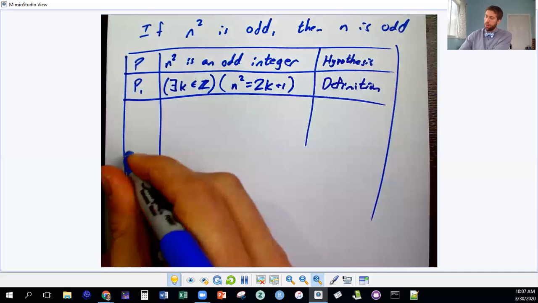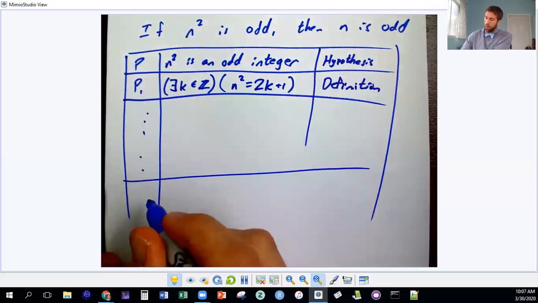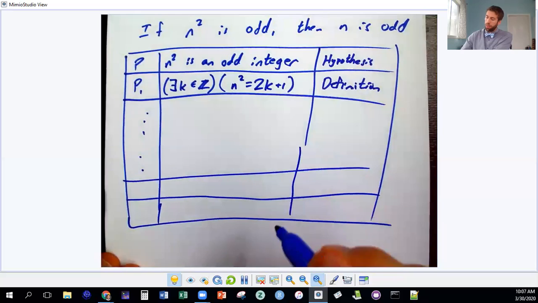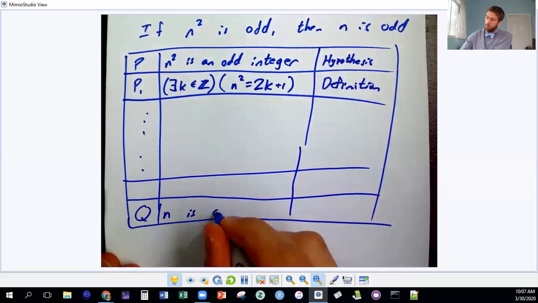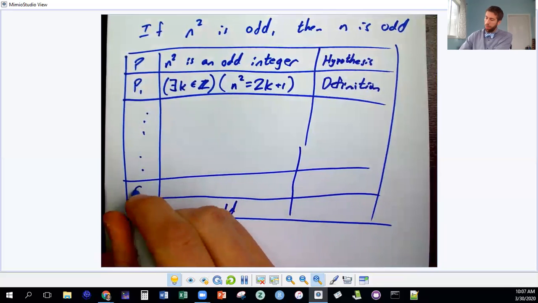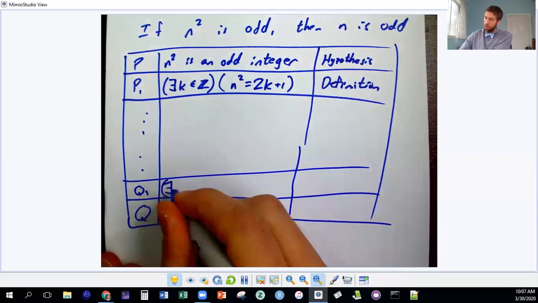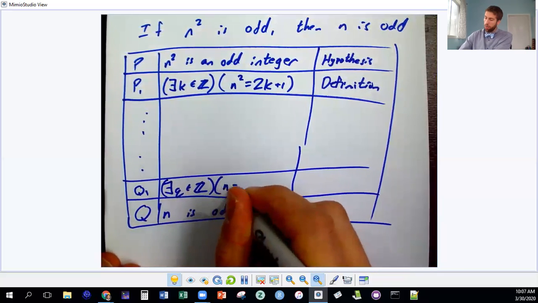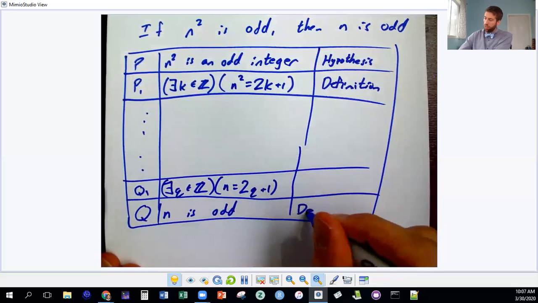Okay, and then lower down, we've got two statements here. We've got n is odd, which is what we hope to prove. And then we had the stuff right before that, because you break that down: there exists a q in the integers such that n equals 2q plus 1. So then this becomes the definition.